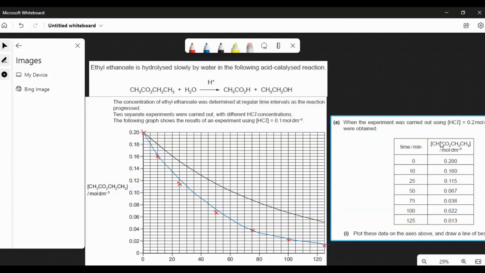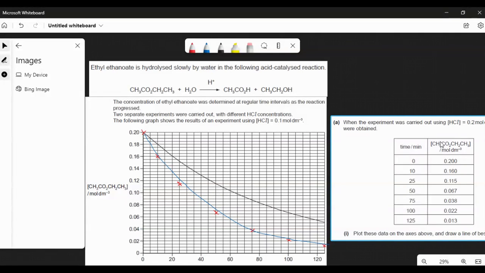Ethyl ethanoate is hydrolyzed slowly by water in the following acid catalyzed reaction. The concentration of ethyl ethanoate was determined at regular intervals as the reaction progressed. Two separate experiments were carried out with different HCl concentrations. The following graphs show the results of an experiment using HCl 0.1 molar.